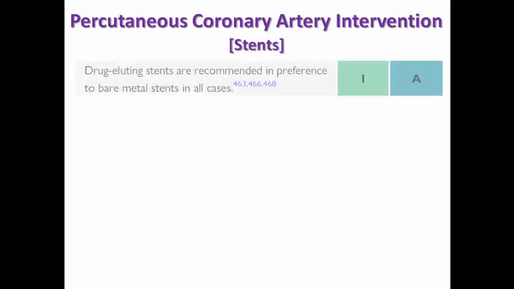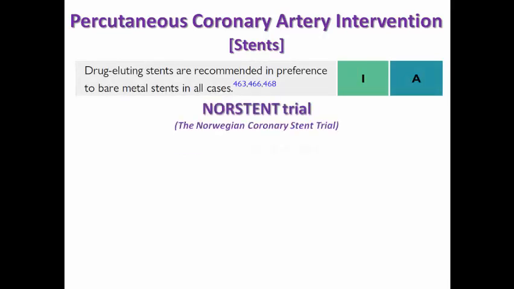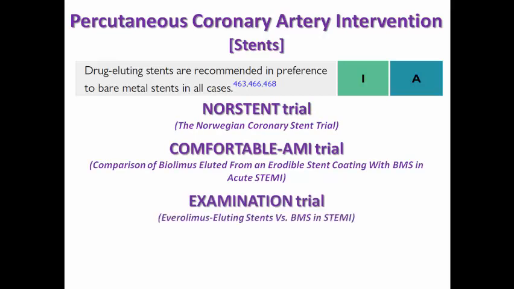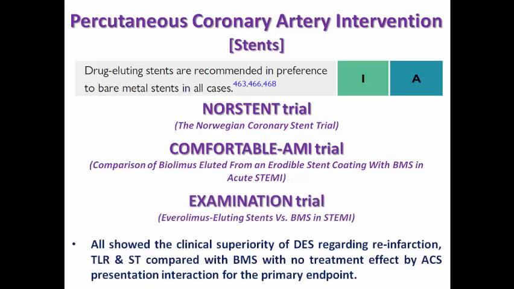Needless to say that drug-eluting stents are now recommended in preference to bare metal stents, which are rarely used nowadays. This was shown in the NORSTENT trial, the COMFORTABLE AMI trial, and the EXAMINATION trial. They all showed the clinical superiority of drug-eluting stents regarding the incidence of reinfarction, target lesion revascularization, and stent thrombosis compared with bare metal stents, with no treatment effect modification by acute coronary syndrome presentation for the primary endpoint. So drug-eluting stents are still recommended and preferred to bare metal stents even in STEMI and non-STEMI.